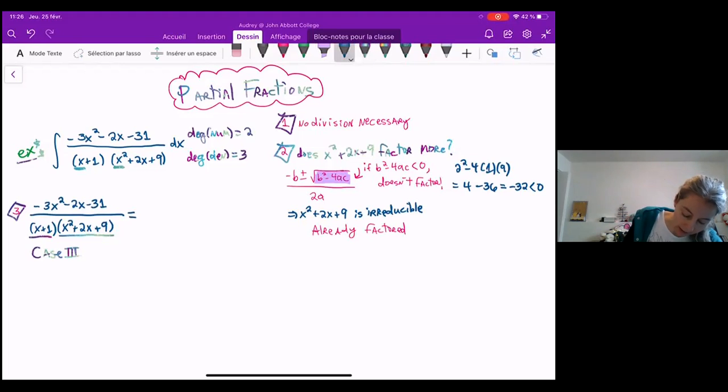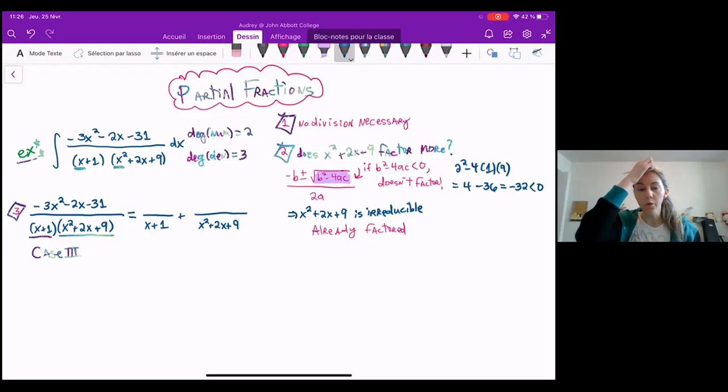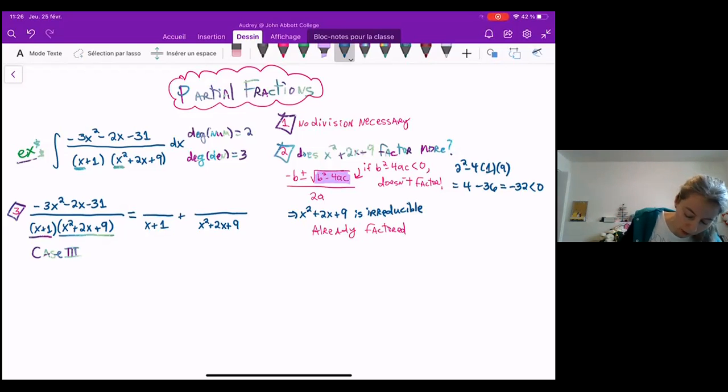And so in this case, we have our x plus 1 as a denominator, and we have our x squared plus 2x plus 9 as a denominator. And we know that the numerators have to just be 1 degree less. So that means I'm going to have a constant on top of my x plus 1, so A. But on top of x squared plus 2x plus 9, I'm going to have a linear polynomial. So I'll have a Bx plus C.